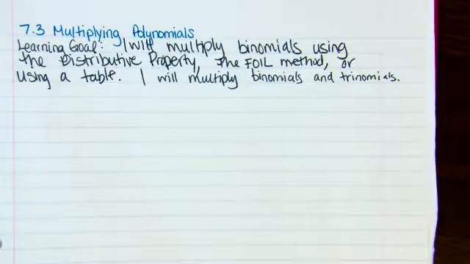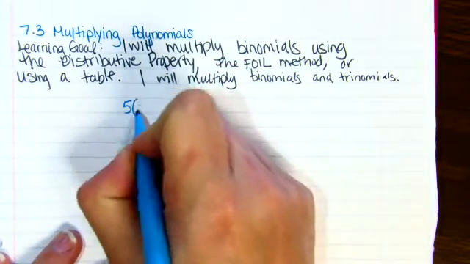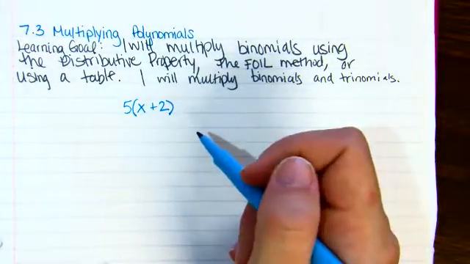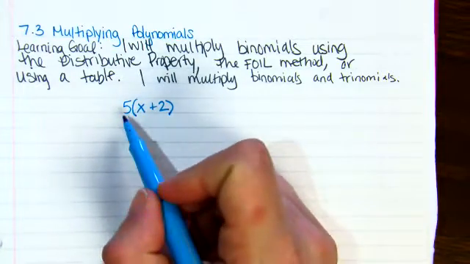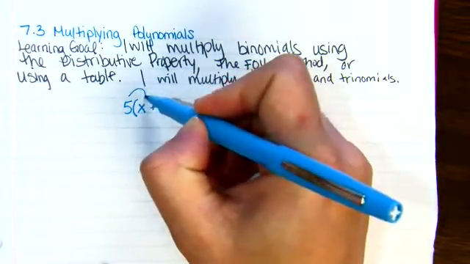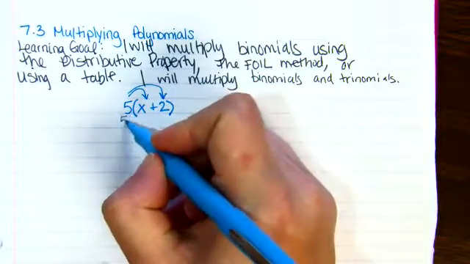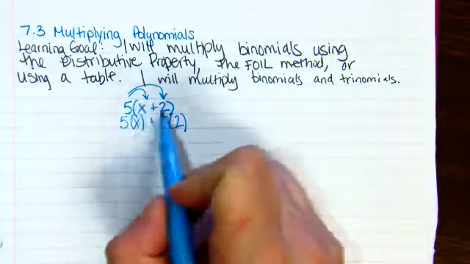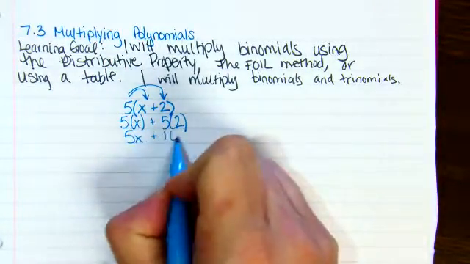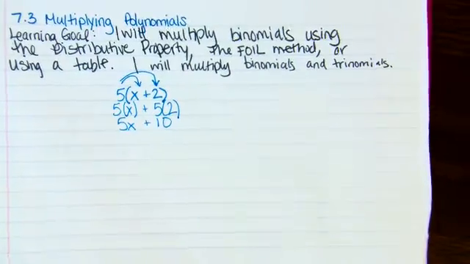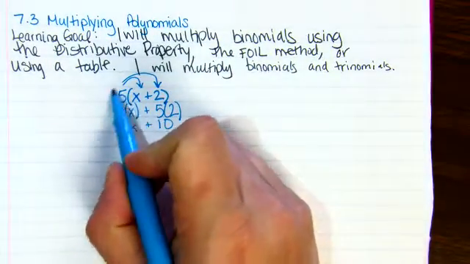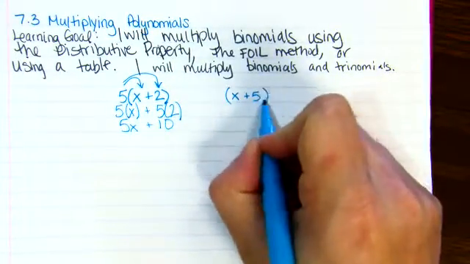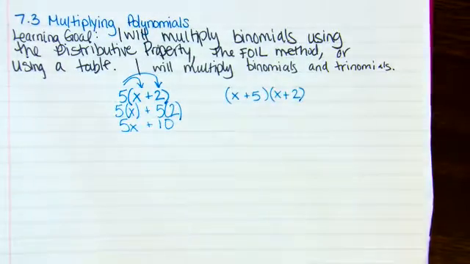To start off with, let's just do a really quick refresher. 5 times x plus 2. We need to use the distributive property here. And the distributive property says if you have something on the outside of parentheses, everything in those parentheses needs to be multiplied by what's on the outside. So this would be 5 times x plus 5 times 2, or 5x plus 10. Today we're going to do the distributive property, but instead of having a monomial times a binomial, we're going to have a binomial times a binomial.